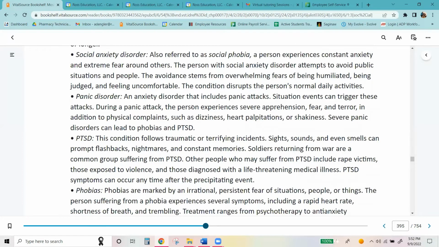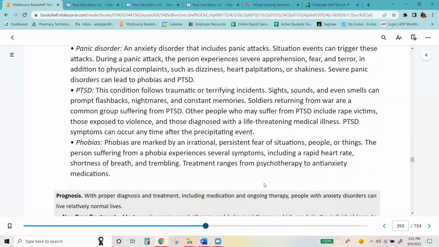PTSD is a condition that follows traumatic or terrifying incidents. Sights, sounds, and even smells can prompt flashbacks, nightmares, and constant memories. Soldiers returning from war are a common group suffering from PTSD. Other people who may suffer from PTSD include rape victims, those exposed to violence, and those diagnosed with a life-threatening medical illness, and these can occur any time after the precipitating event.